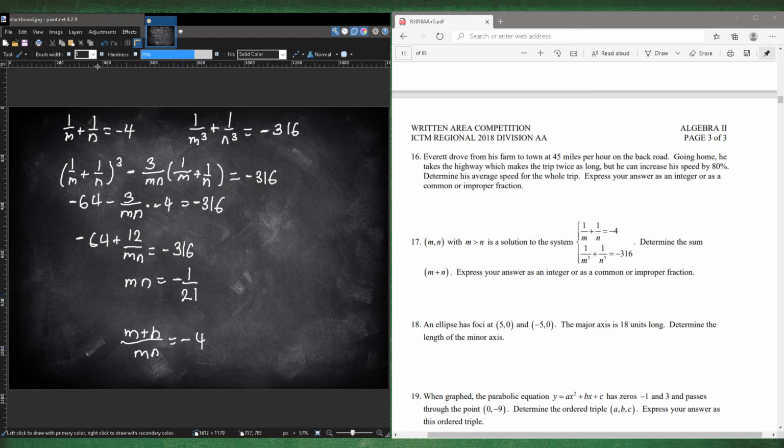And we know mn right here. We could just plug it in. So that will give us m plus n is equal to -4 times m times n, which is just 4 over 21. And that is your answer for number 17. So you don't even have to look for m or n individually. You just put them into parts.